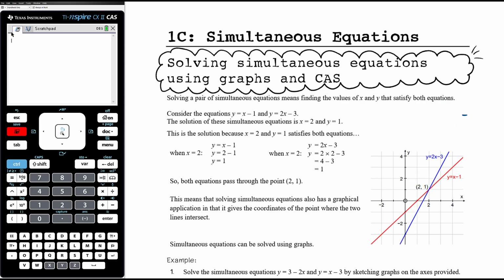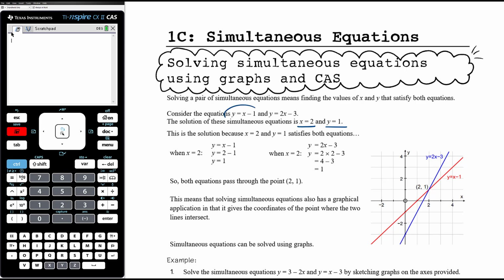When we're solving simultaneous equations, we have two equations with two unknown values, x and y. And so what we're doing is we're finding the values of x and y that make both equations true. So if we have the equations y equals x minus 1 and y equals 2x minus 3, the solution of these simultaneous equations is x equals 2 and y equals 1. There's two parts to the solution. That's not two solutions, that is the one solution to the simultaneous equations. There are two unknowns. And that's the solution because x equals 2 and y equals 1 satisfy both equations.